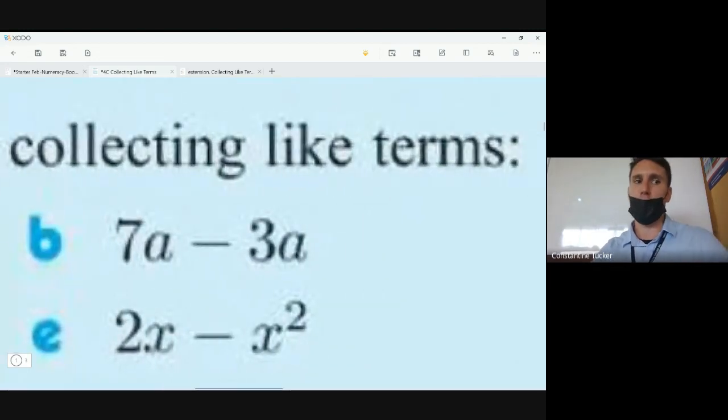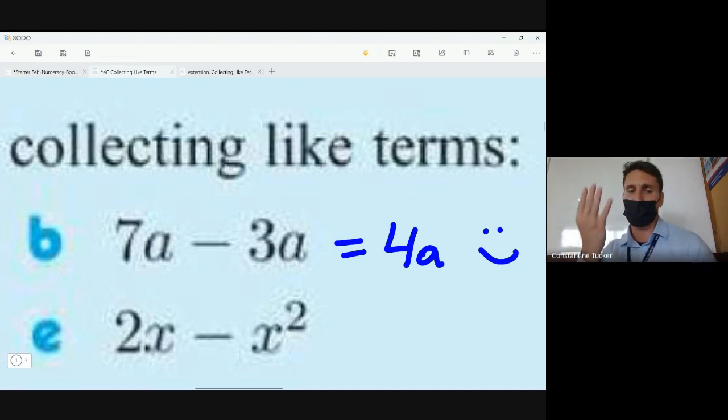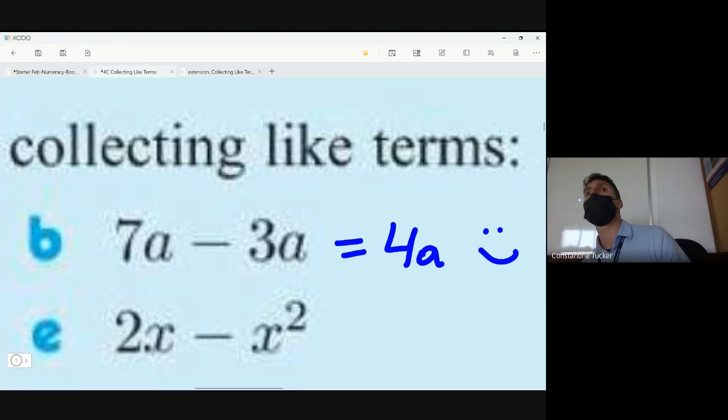Oh no, negatives, my worst enemy. Oh, you know your stuff. 7a minus 3a is obviously going to be 4a. Of course, it's going to be 4a because 7 minus 3 gives 4. All right, and now 2x minus x squared. Nothing. It's already done. Do we all agree?